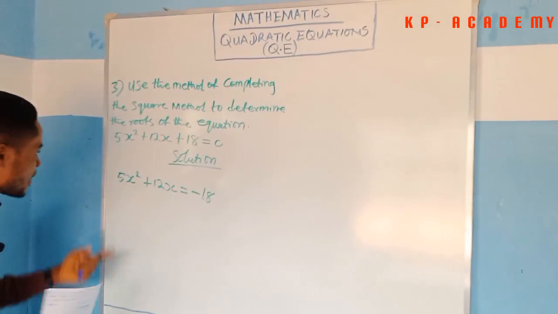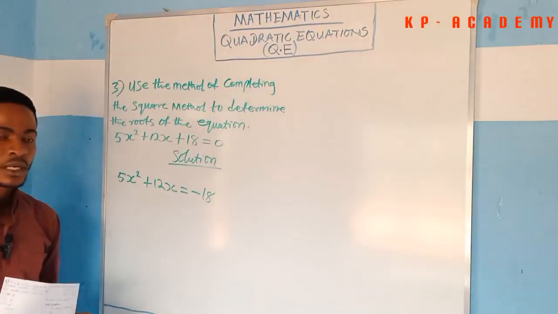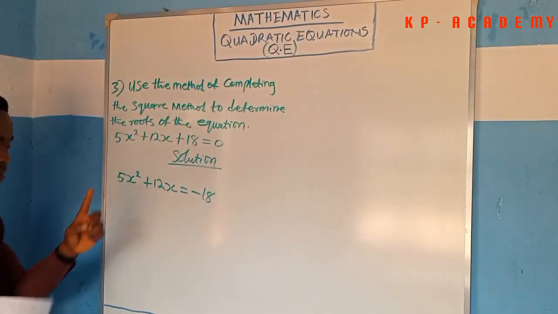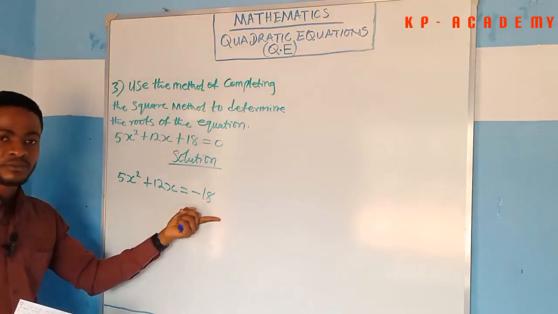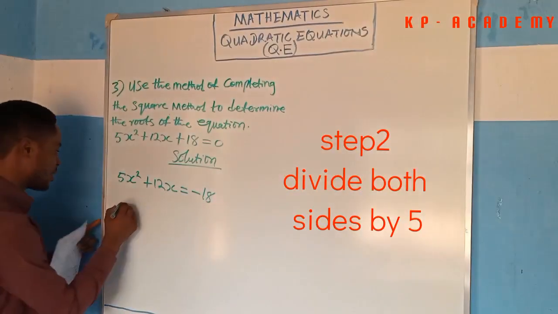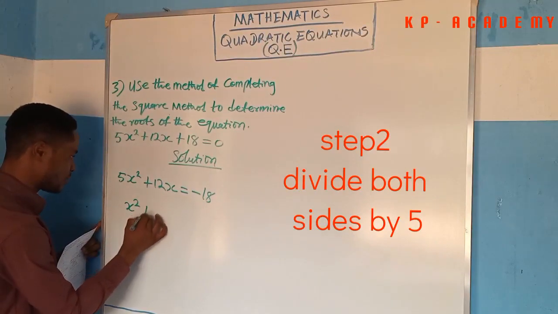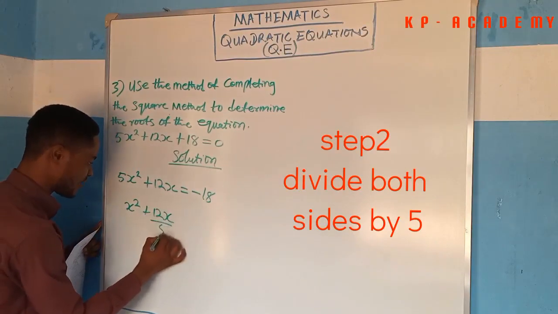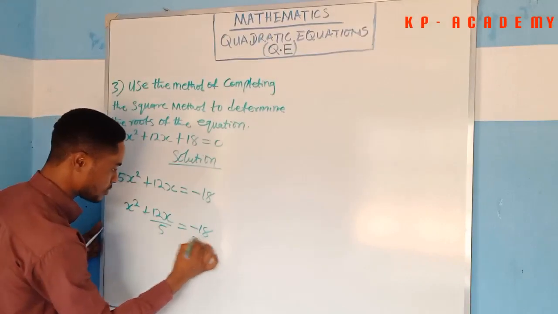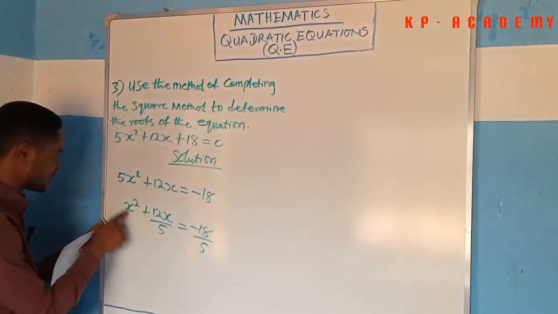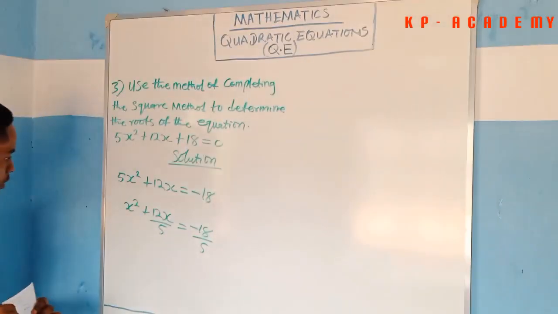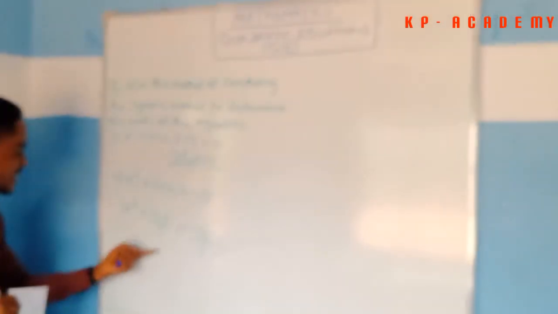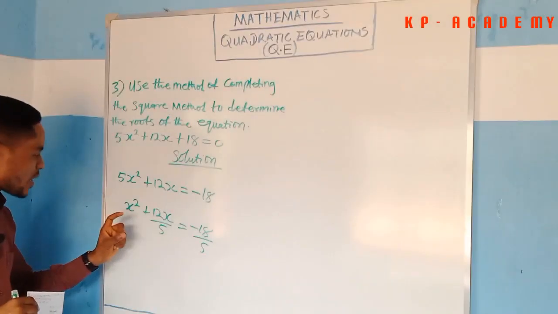Now, after doing this, we are going to divide all through by the coefficient of x squared. Now, the coefficient of x squared is 5, so I'm going to divide all through this equation by 5. So if that happens, I will have that x squared plus 12x over 5 is equal to minus 18 over 5. Of course, if this is divided by 5, the 5 here will cancel, so that's why I no longer have 5 here.